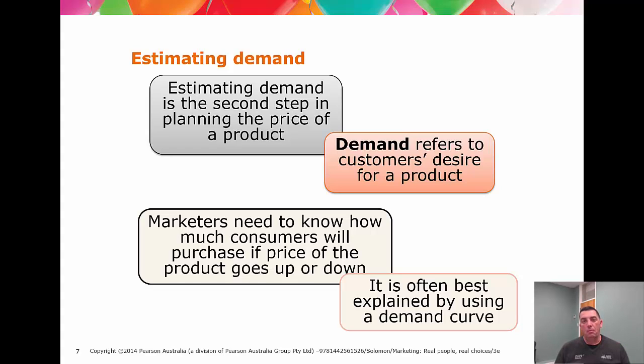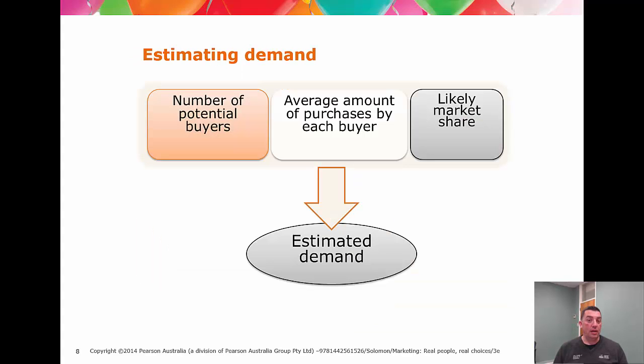But for the rest of you, to understand estimating demand, it's the second step in planning the price of a product. And demand refers to a customer's desire for a product. Now, marketers need to know how much consumers will purchase if the price goes up or down, so we can plan for that in our inventory. It's best explained by using a demand curve, which you won't see.